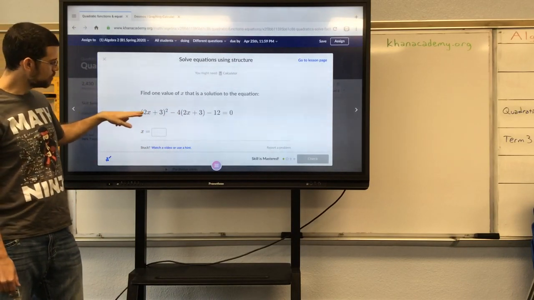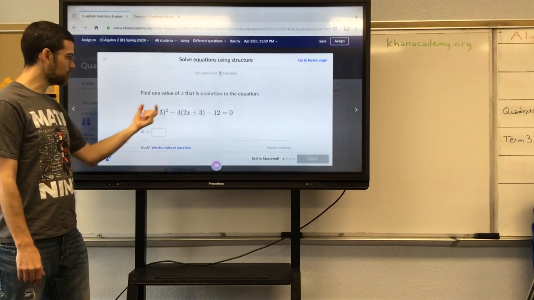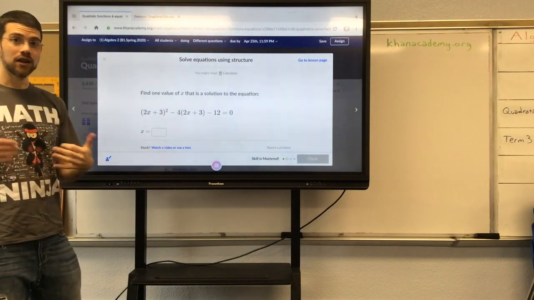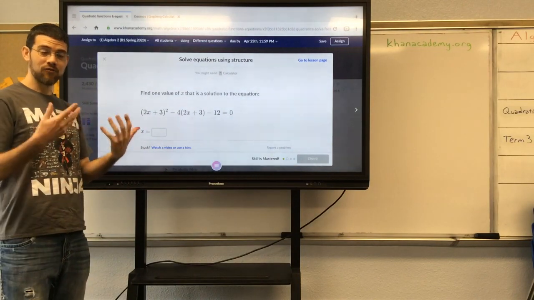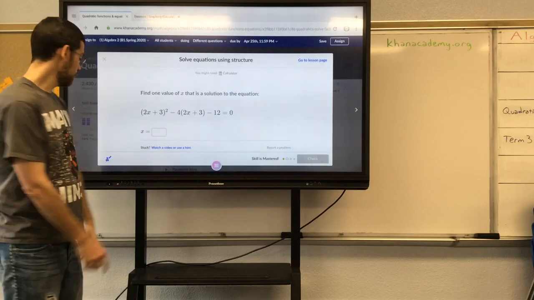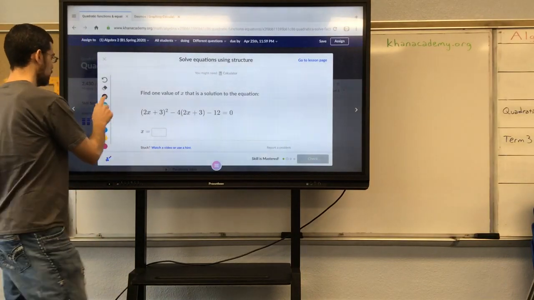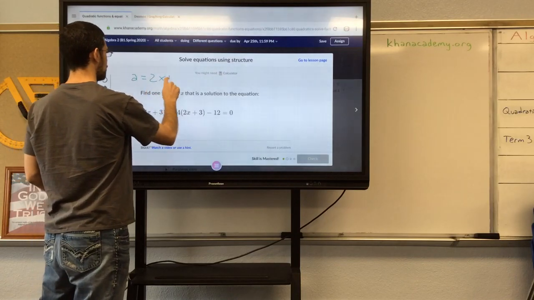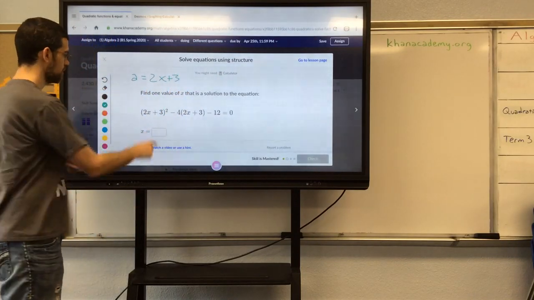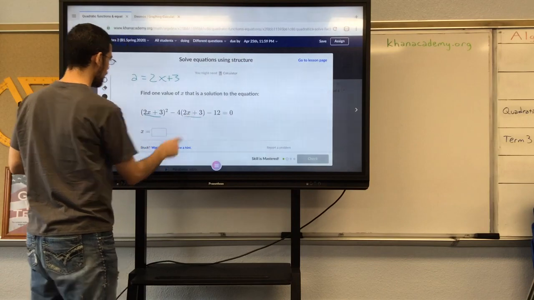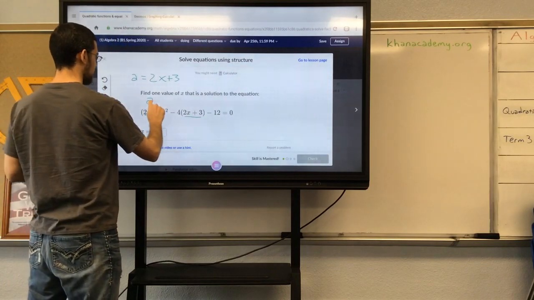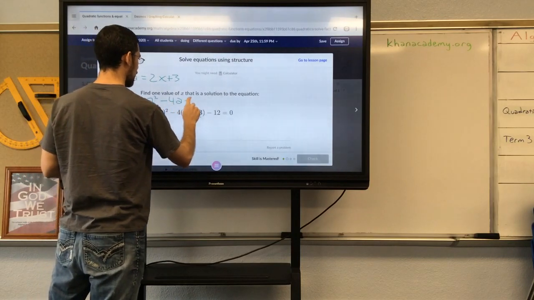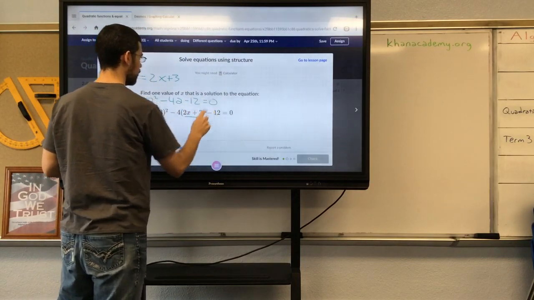Since we notice that 2x + 3 happens in this equation in more than one spot, we can make a substitution. We can claim powerfully that a variable equals whatever we want it to, so let's do that. Let's say a equals 2x + 3, and substitute. Here's a, and here's a, so we get a squared minus 4a minus 12 equals 0.